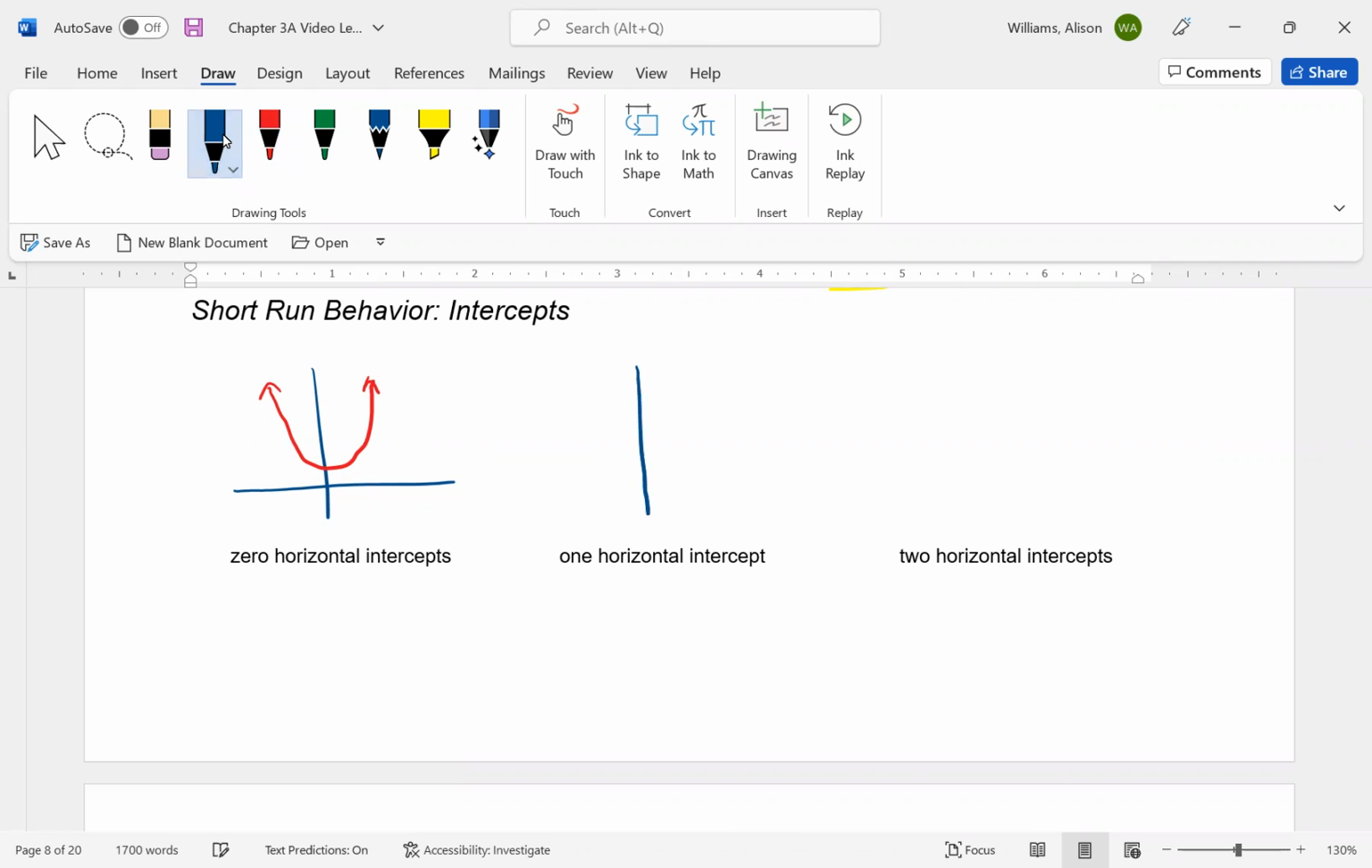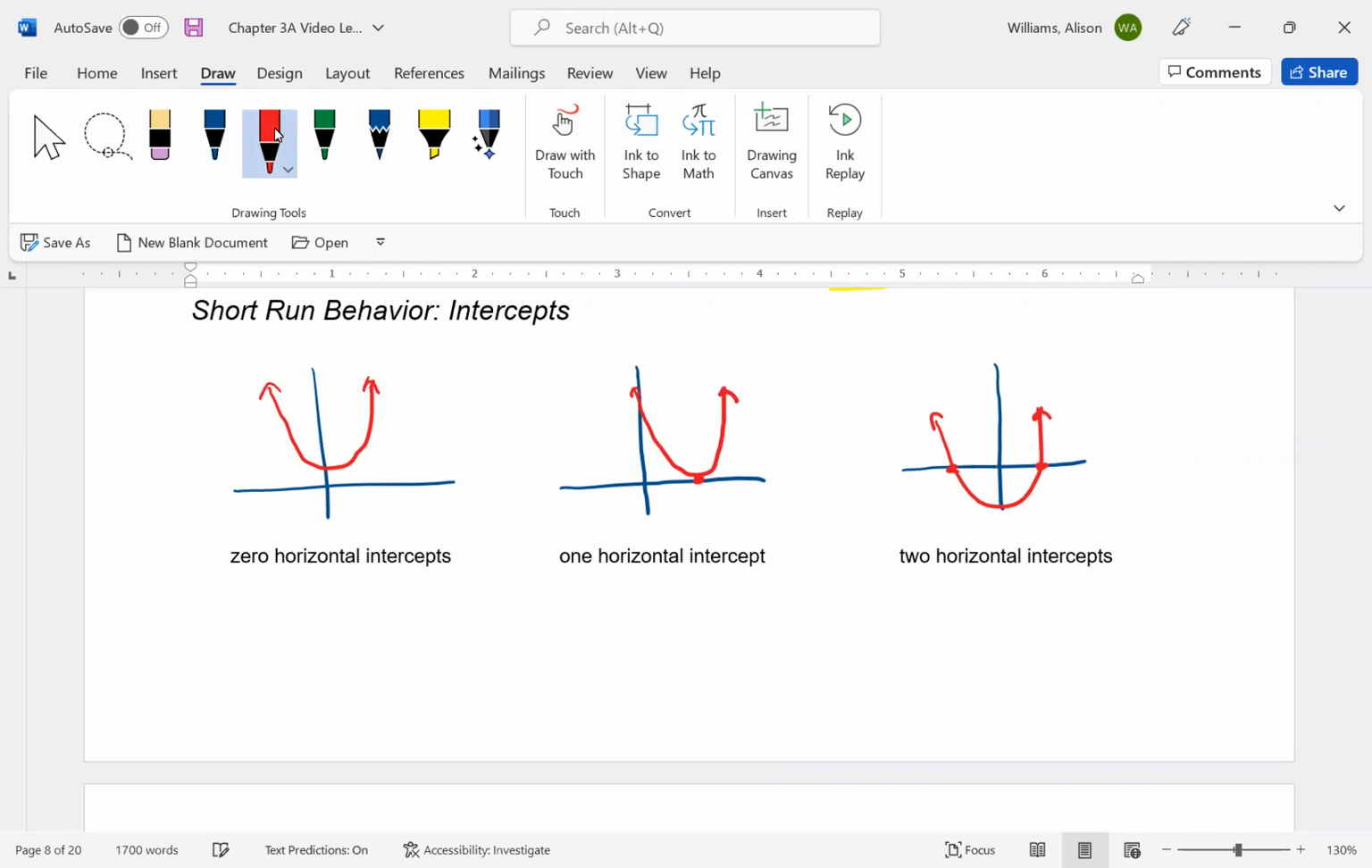For one horizontal intercept, that's going to happen if the vertex actually touches the x-axis, something like that. And 2 horizontal intercepts, well, that means that the parabola actually dips below the x-axis, something like this. That would have 2 horizontal intercepts.